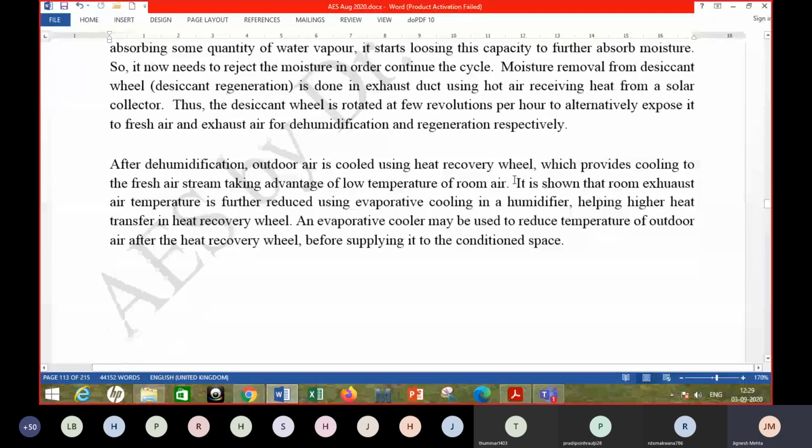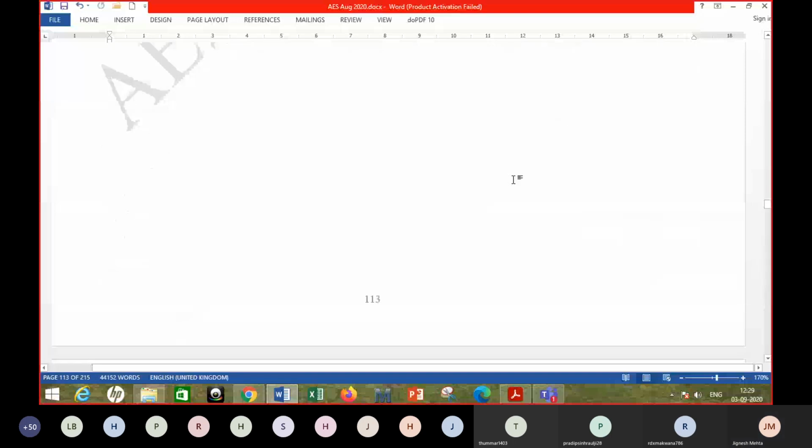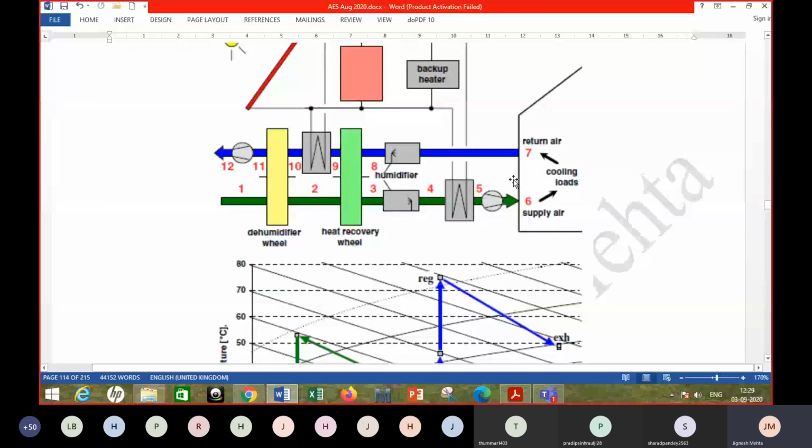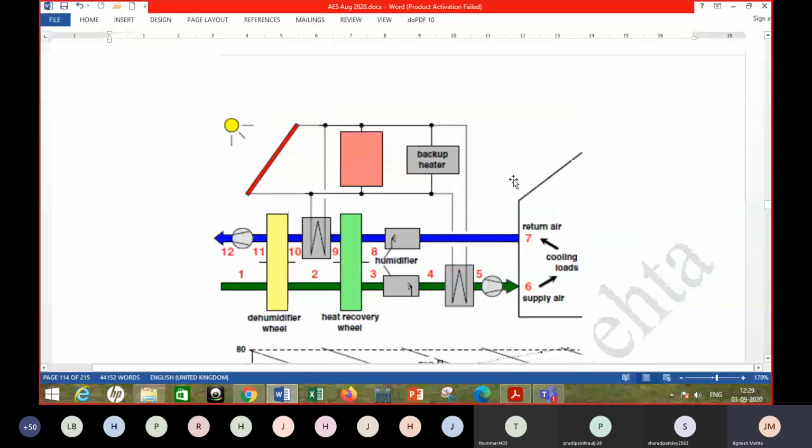And it is also, let me explain the process first, and then a chart is given where the process parameters have been plotted.